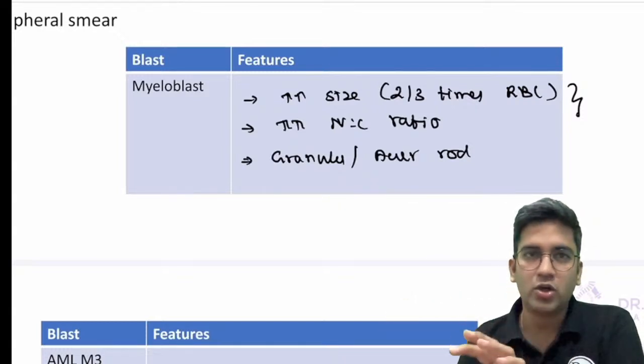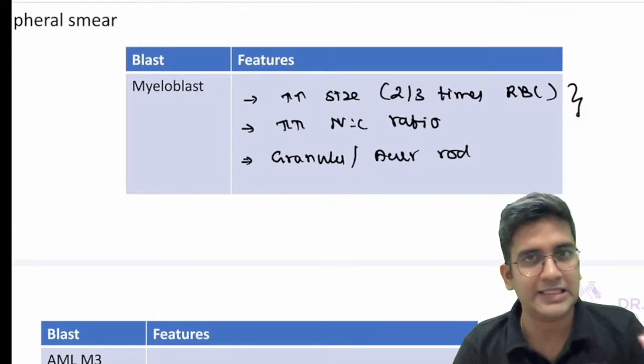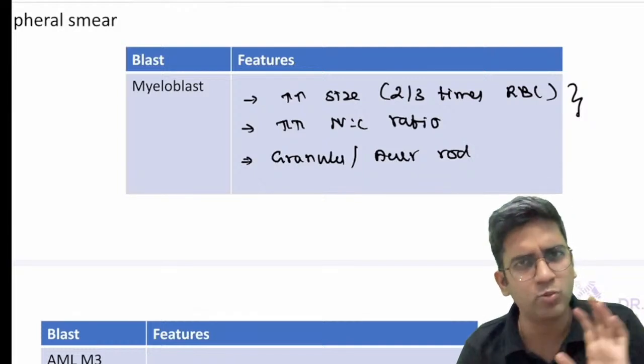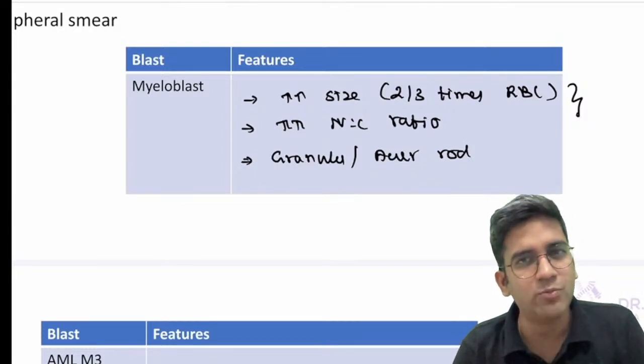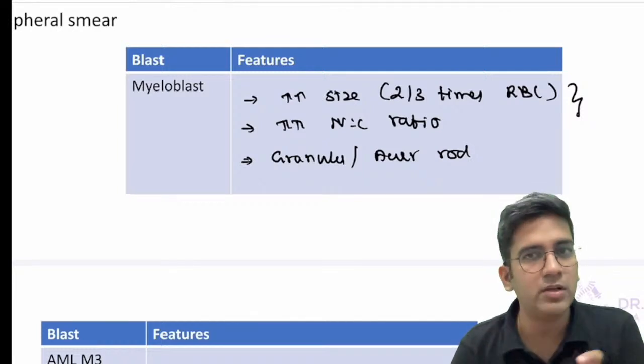So either granules or rod, we can call it a myeloblast, right? That's a classical finding for a simple myeloblast. That's more than enough. They will have nucleoli. They'll have open chromatin. If you want to add more, add more, but this is at least the bare minimum I want you to write.